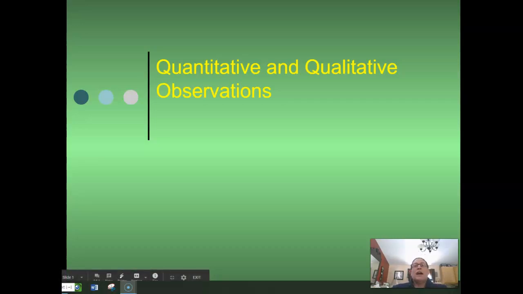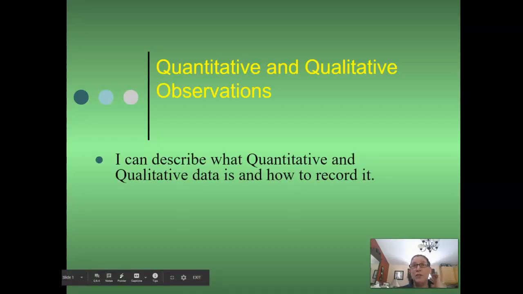So I wanted to start by refreshing your memory on the different types of observations or data that could be collected. So we're going to be talking about quantitative and qualitative observations today. And then I also wanted to refresh your memory on what accuracy and precision are, so that when we do get to looking at the lab that we stopped prior to seeing each other, you understand what I'm talking about. So here we go. To the best of my ability, you should be able to describe quantitative and qualitative data sets and understand how to record them.